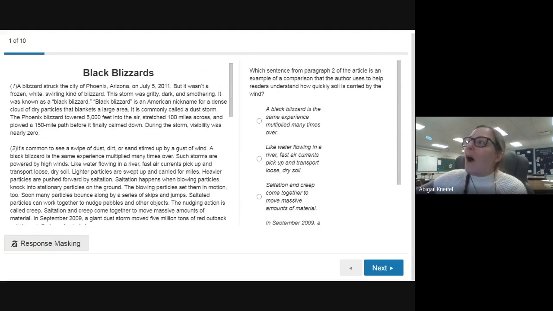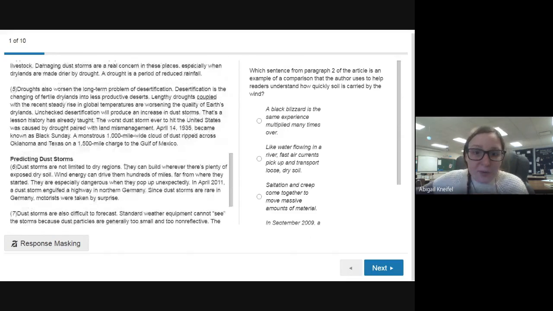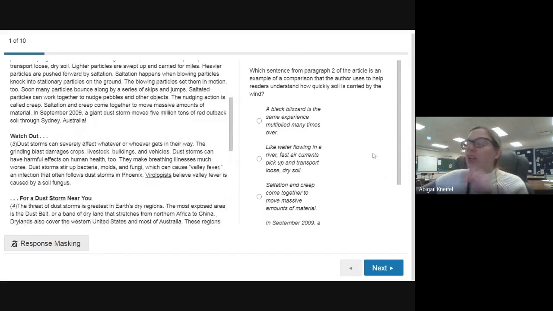Okay. So I'll just read the first little part just so I can help you out a little bit. A blizzard struck the city of Phoenix, Arizona on July 5th, 2011. But it wasn't a frozen white swirling kind of blizzard. You're like, Miss, Phoenix, Arizona, they're not going to have a blizzard. The storm was gritty, dark, and smothering. It was known as a black blizzard. Black blizzard is an American nickname for a dense cloud of dry particles that blankets a large area. It is commonly called a dust storm. So this whole thing is going to be about a dust storm. That's where I'm going to stop reading. You're going to read the rest, okay? But we're going to go through each question together.